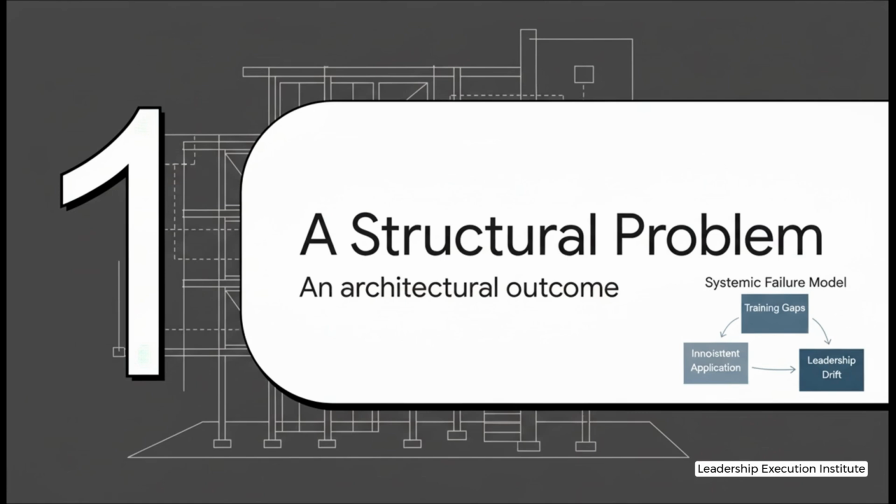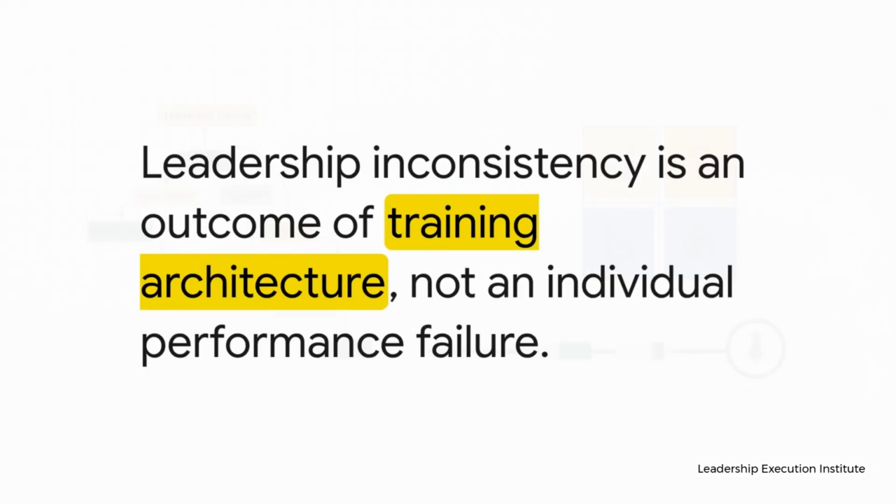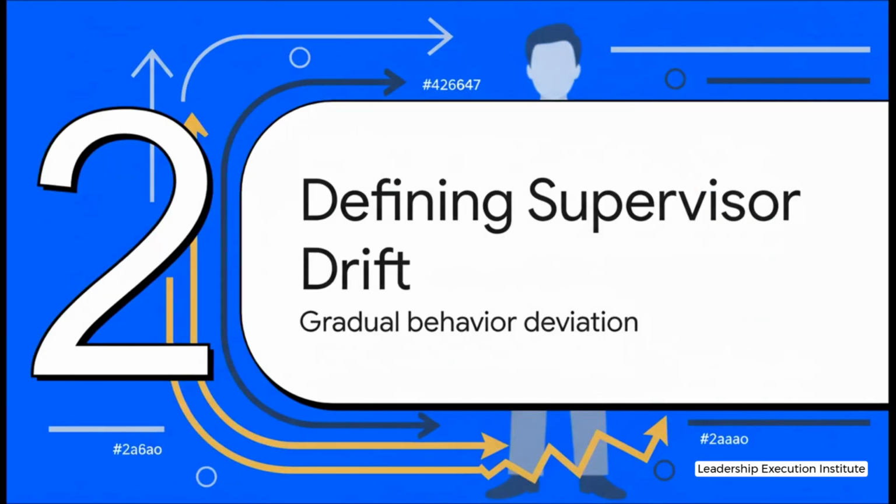The main idea here, and it's a big one, is that when we see leadership inconsistency, it's not actually a skills gap. It's an architectural outcome. So here is the central thesis of this whole analysis. Leadership inconsistency is an outcome of training architecture. It is not an individual performance failure. And this is a really fundamental shift in perspective. We're moving away from blaming individuals and starting to look at the system they're operating in. That idea leads us straight into our next section, defining supervisor drift.